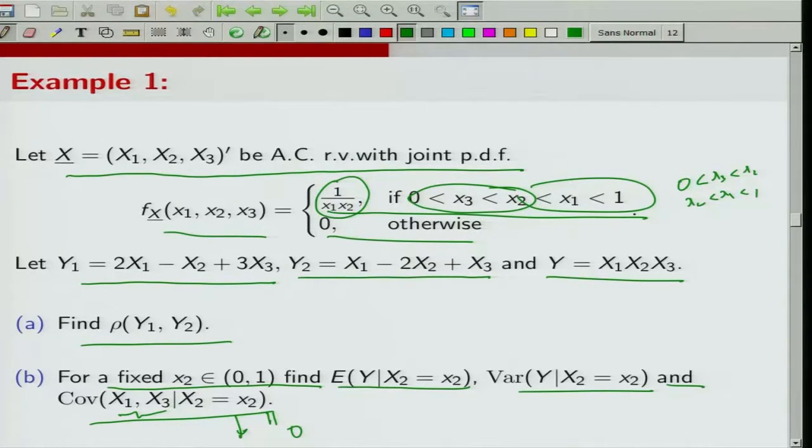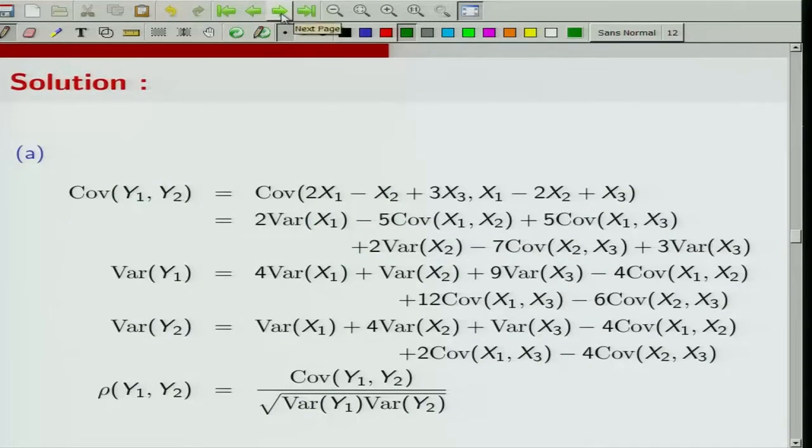So, let us try to do these one by one. First, I have to find the correlation between y1 and y2. For that, let us find the covariance between y1 and y2, which is the covariance of 2 x1 minus x2 plus 3 x3 and x1 minus 2 x2 plus x3. I know that covariance is linear, so I can take the term by term covariance. So, this is the same as 2 times covariance between x1 and x1, which is 2 times variance of x1. 2 and 2 makes it 4, 2 and minus 2 makes it minus 4. So, minus 4 times covariance between x1 and x2, and then minus covariance x2 x1. So, minus 4 covariance x1 x2 minus covariance x1 x2 becomes minus 5 covariance x1 x2.